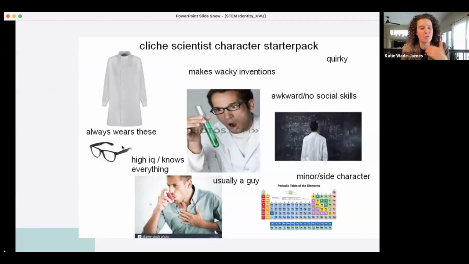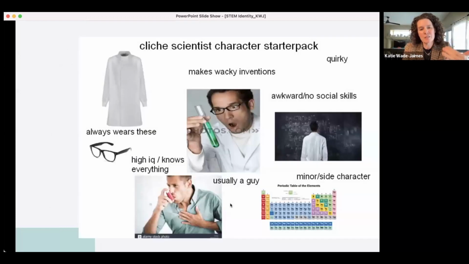And often, if you've ever seen pictures drawn by children and things like that, what does a scientist look like? They're usually wearing a lab coat with safety goggles. They're doing some kind of wacky invention like the mad scientist. A lot of times they're awkward. They have no social skills. I'm thinking of Big Bang Theory. Most often they're a guy. A lot of times when we talk about in media, they're like the minor character, the side character, the scientist over in the lab. And that usually involves things like big words or knowing things like arcane knowledge, like the periodic table. Sorry if that offends anyone. It's not really arcane to scientists.